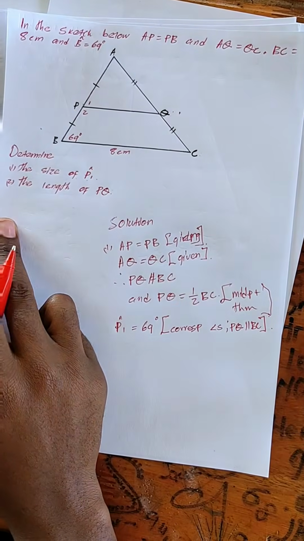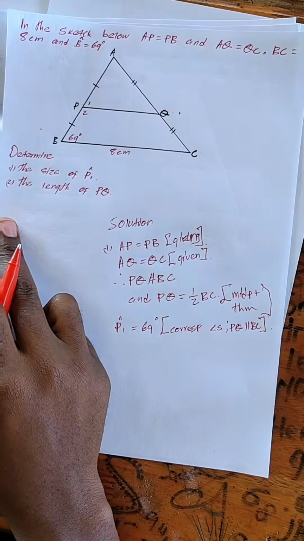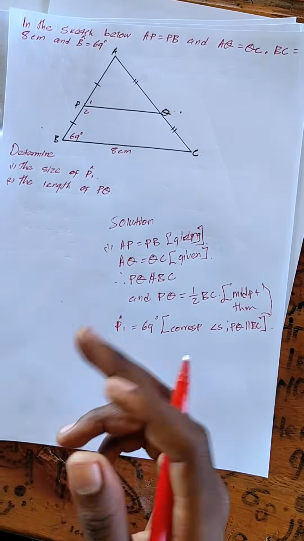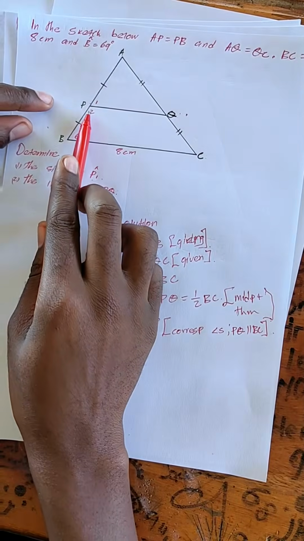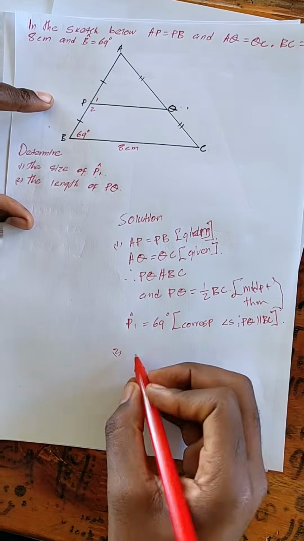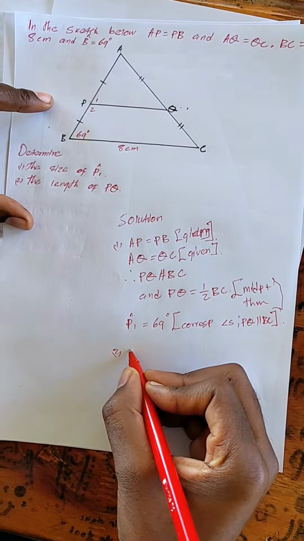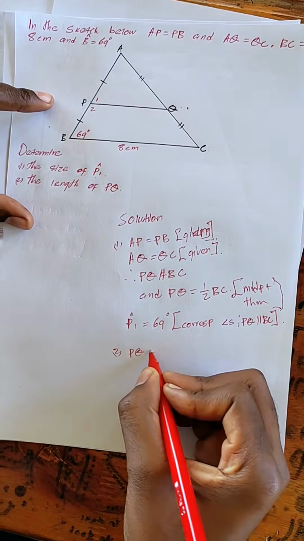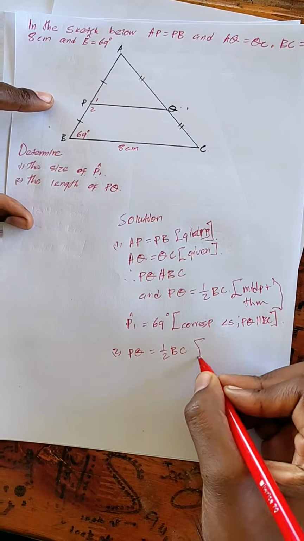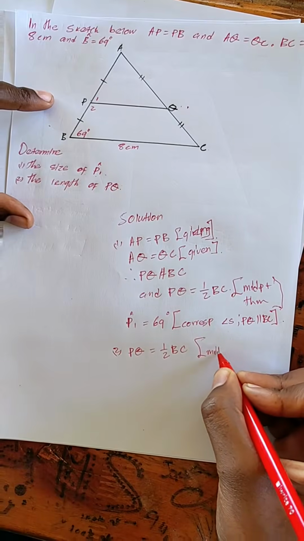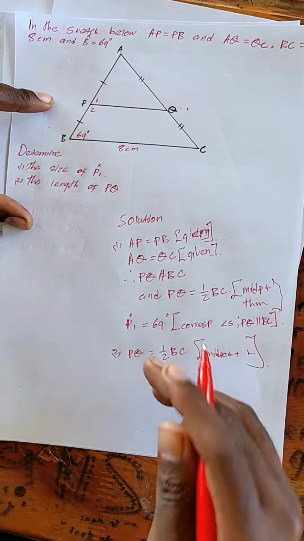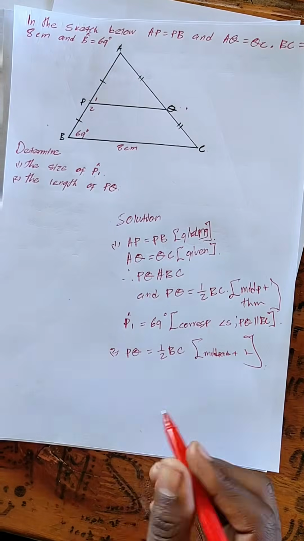Right. The second question, determine the length of PQ. So now we have to determine the length of PQ. So we can say PQ equals half the length of what? Of BC. Remember the reason for this, it's your midpoint theorem. So this is according to the midpoint theorem.